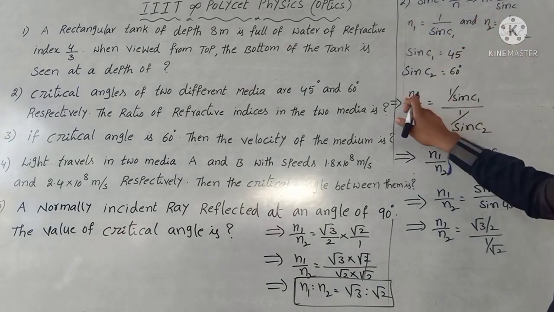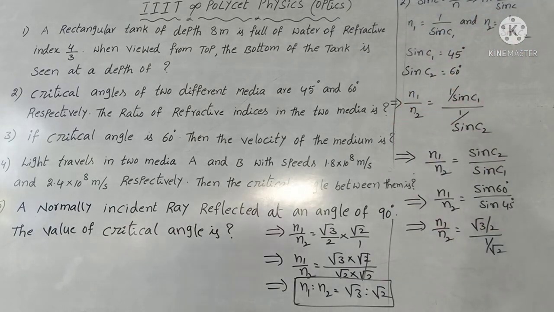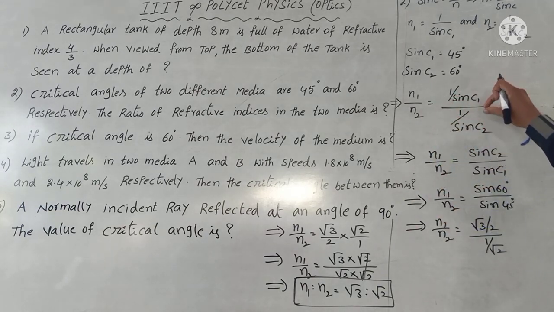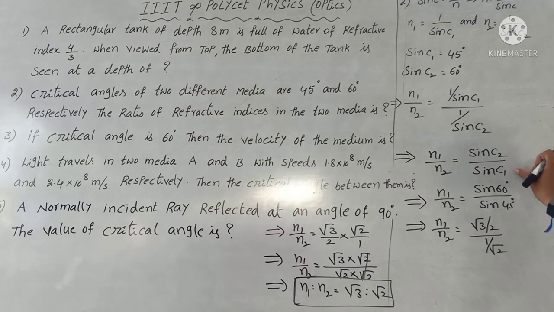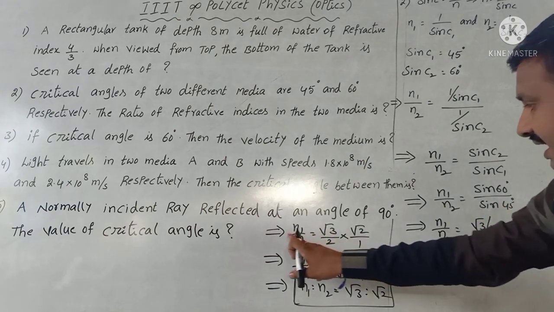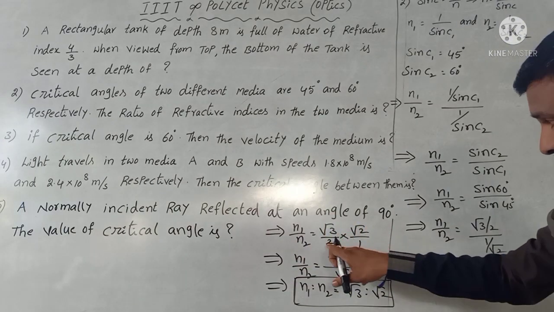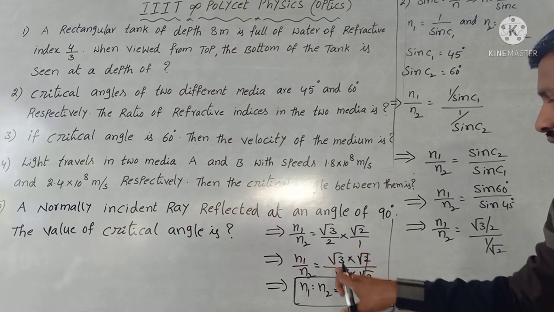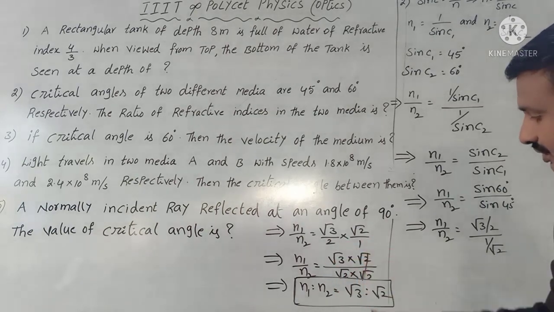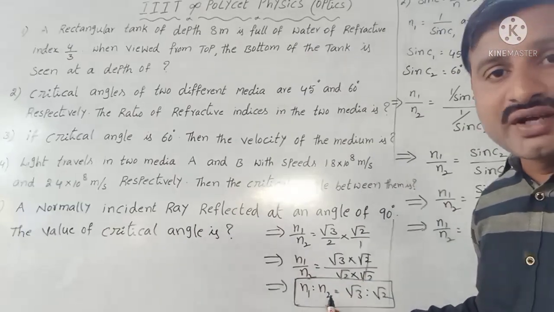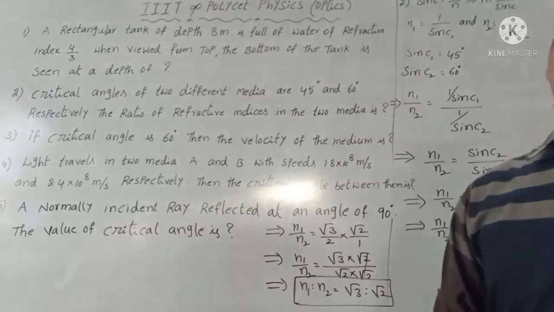Then the ratio n1 by n2 equals 1 by sin C1 by 1 by sin C2. So n1 by n2 equals the reciprocal, sin C2 by sin C1, sin 60 by sin 45. Sin 60 value is root 3 by 2, sin 45 value is 1 by root 2. So n1 by n2 equals root 3 by 2 into root 2 by 1. So root 3 into root 2 by 2, and we write 2 as root 2 into root 2. The root 2 in numerator and denominator is cancelled. That's why the ratio n1 is to n2 equals root 3 is to root 2.